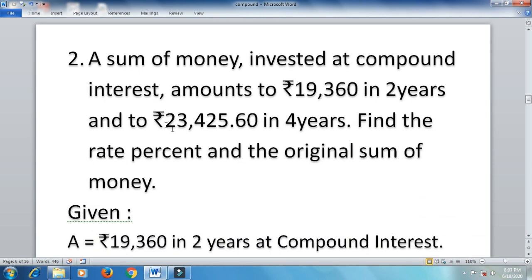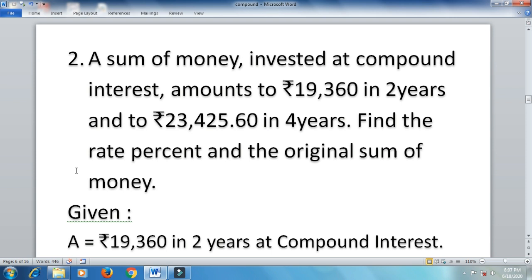Question number 2. A sum of money invested at compound interest amounts to rupees 19,360 in 2 years and rupees 23,425.60 in 4 years. Find the rate percent and the original sum of money. In this question, a sum of money is invested for 2 years and for 4 years, the rate of interest being the same. Only the number of years changes.